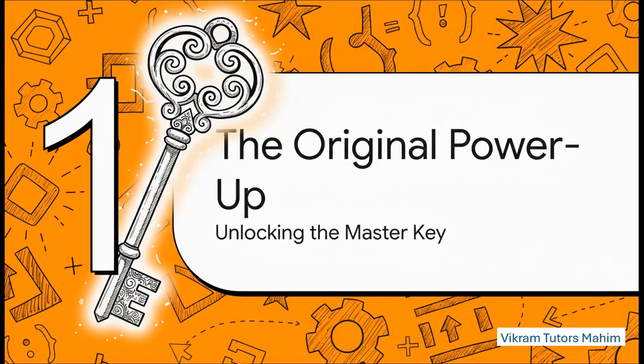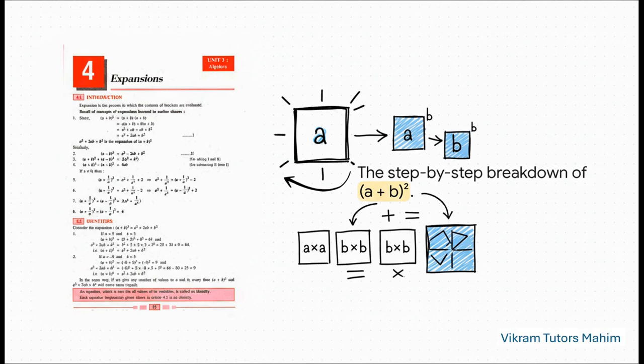So let's start with the most important one of all. This is the foundation for pretty much everything else. You can think of it as the master key to algebraic expansions. What's really great is that there's no magic here. It's just pure logic. If you look at how it's broken down, expanding a plus b squared just means you're multiplying a plus b by itself. You can see the steps. You multiply a by both terms in the second bracket, and then you do the same thing with b. It's just straightforward multiplication that leads us to a predictable pattern.